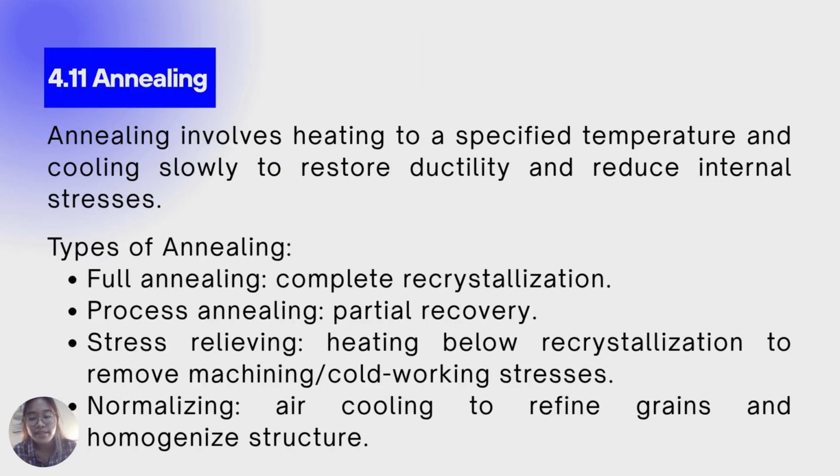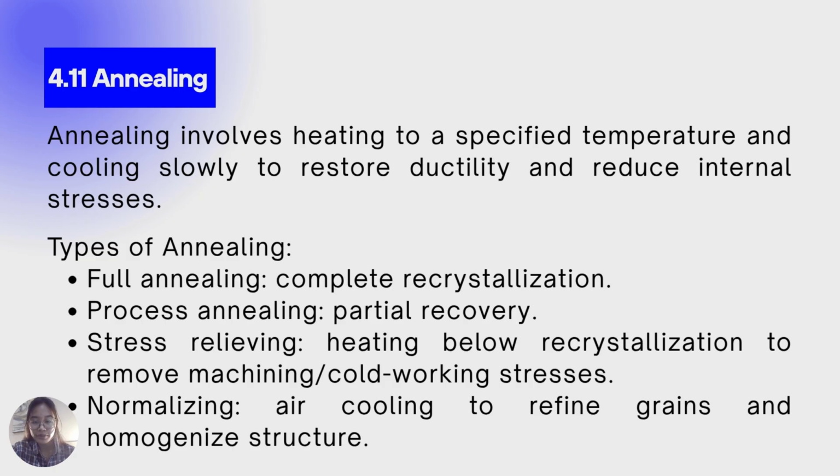Now we'll discuss annealing, a heat treatment process used to improve ductility and relieve internal stresses in metals. It's one of the most common treatments in manufacturing, especially after cold working or machining. Annealing involves heating the metal to a specific temperature, holding it there for a certain time, and then cooling it slowly. The main goal is to make the metal softer, more ductile, and less brittle by allowing the internal structure to recover. There are different types of annealing.